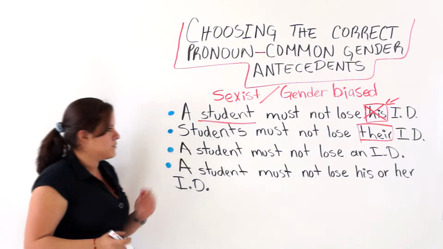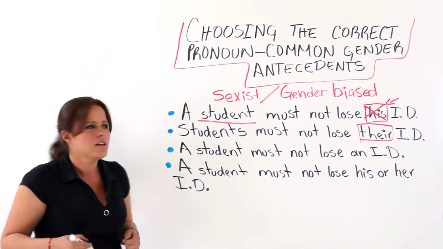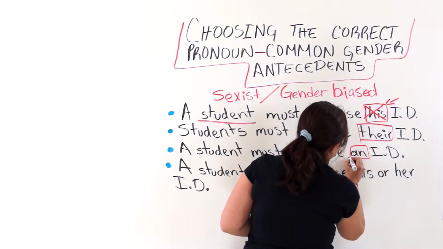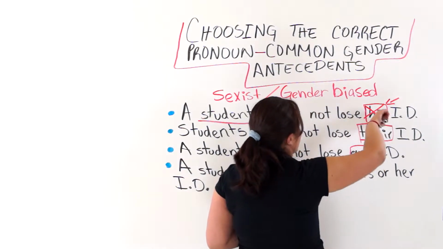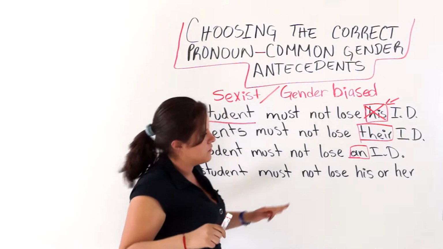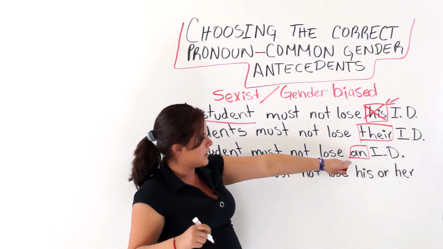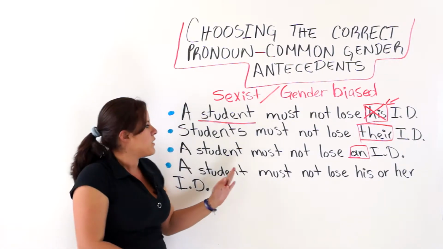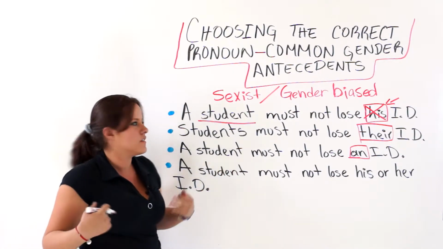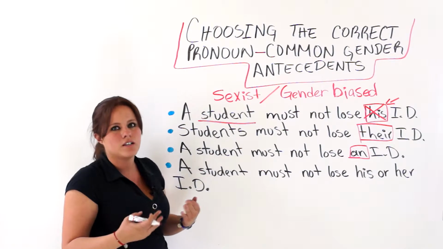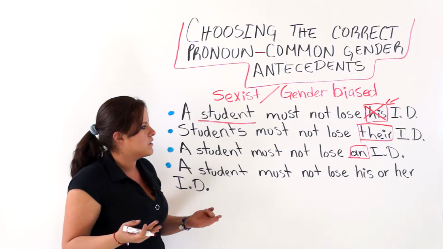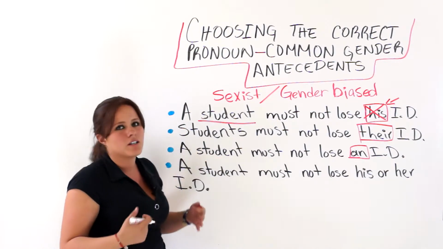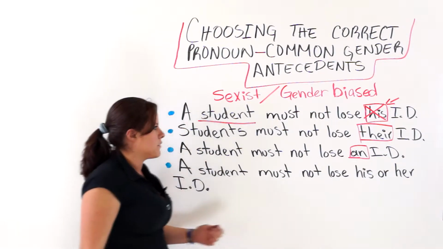The next one is a student must not lose an ID. This is another way to correct that very, very common mistake. Change or replace the pronoun with the article an. A student must not lose an ID. That way you are not saying a student is a man, and you're not saying a student is a woman. You know that this noun is gender neutral, so it can either be a man or a woman.